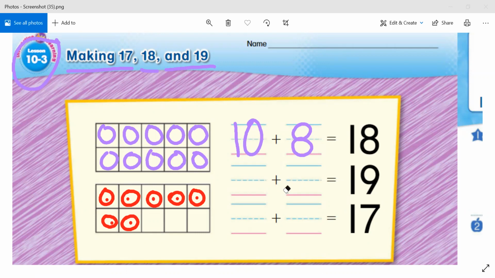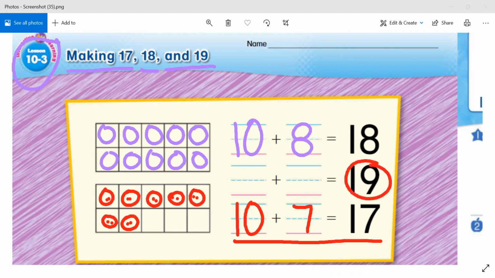We have 10 up here. So we would say 10, 11, 12, 13, 14, 15, 16, 17. So 10 plus 7 gives us 17. And that's our number sentence. Okay, now, what if we want to make 19? What do we need?